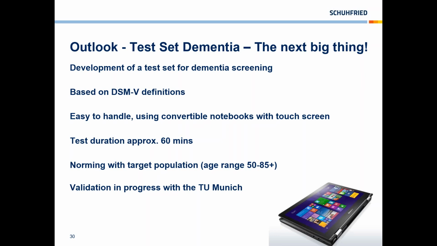But we all started with the idea that we'd like to develop a test set for dementia screening. Dementia is probably the hottest topic around in neurological science. So dementia has always been something that customers, clients, have been asking for a lot. So now we finally have that, or will finally have that, in our inventory. It's based on DSM-5 definitions. So we're on the edge of science here. We're following the latest installation of the DSM-5 with the definition of criteria for dementia.